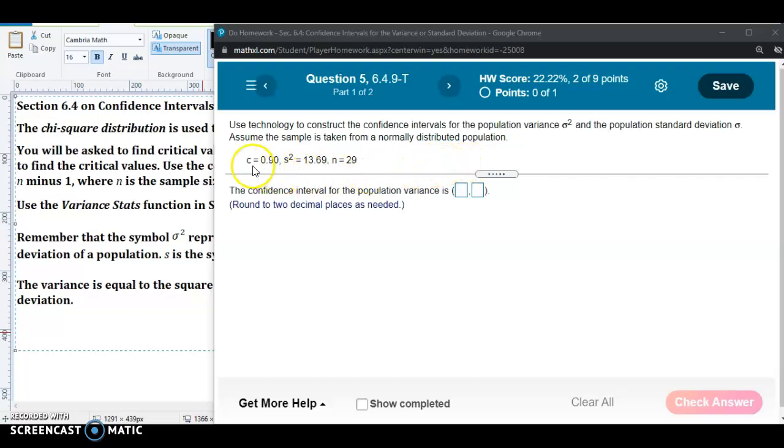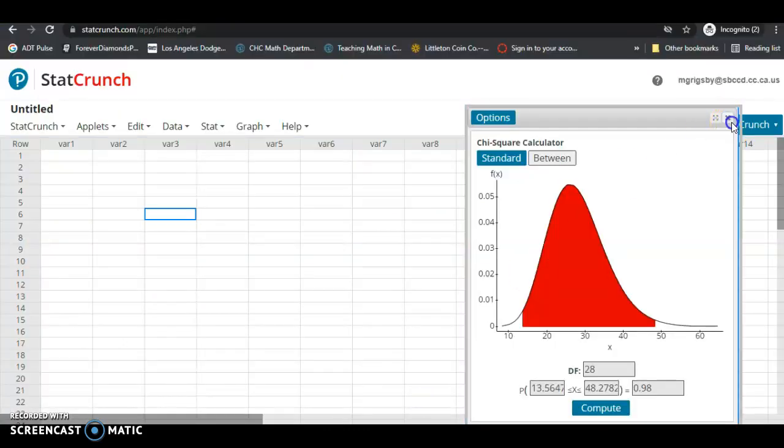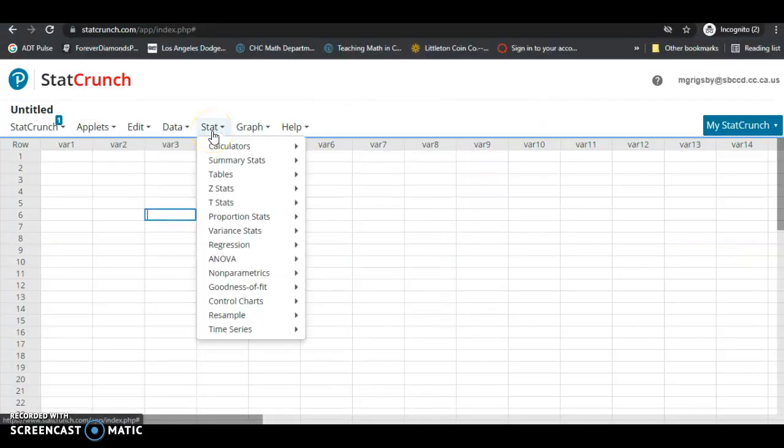It says our confidence level is 0.90. S squared, the sample variance, the variance of our sample data, is equal to 13.69. And our sample size n is equal to 29. So what you have here is a summary of the data. We don't know what the actual data values are. It tells us what we're going to do to get our confidence interval. So let's go over to StatCrunch. Go to the Stat menu, and we're going to go to Variance stats, because we only have one sample.